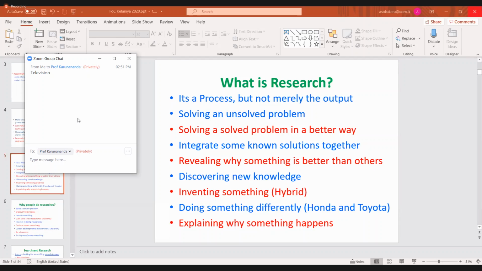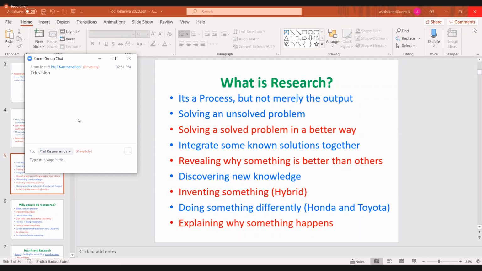So in the exam, I'll be asking questions like: give examples of research as a kind of discovery, and research as invention. Integrating some known things together. Solving a solved problem in a better manner. One more thing, we can have some more ways to look at this: explaining why something happened.